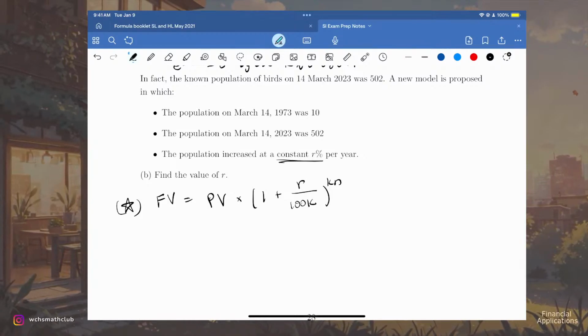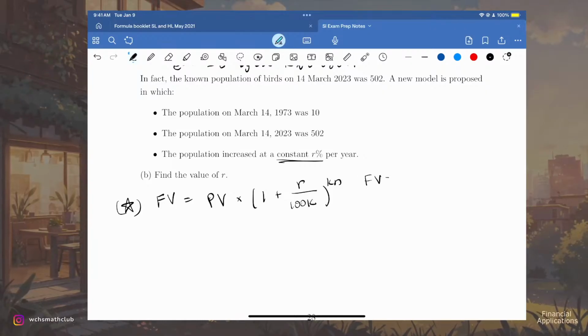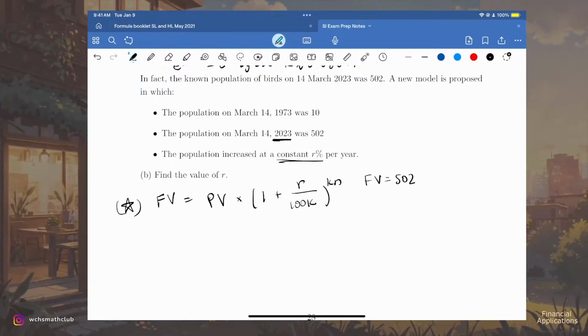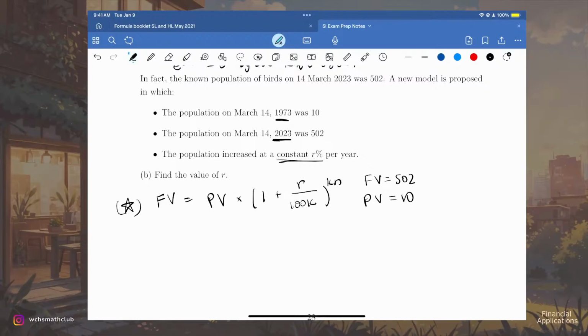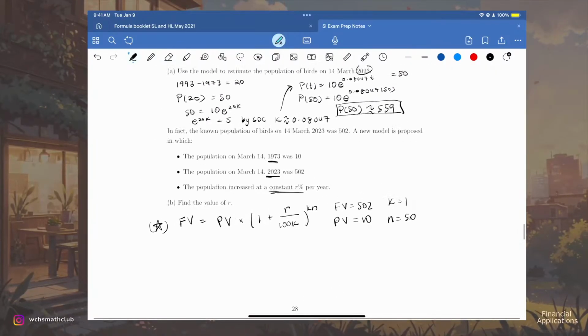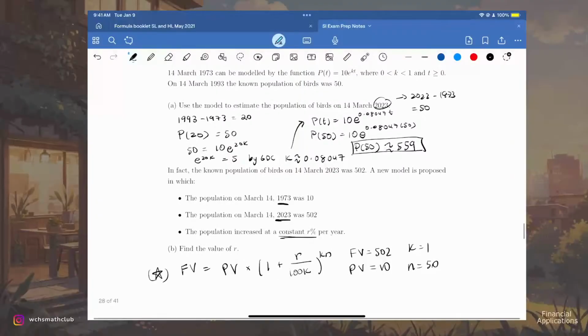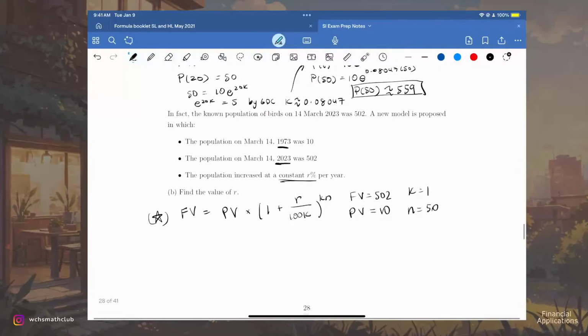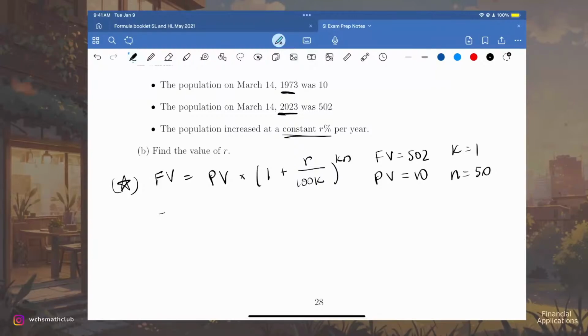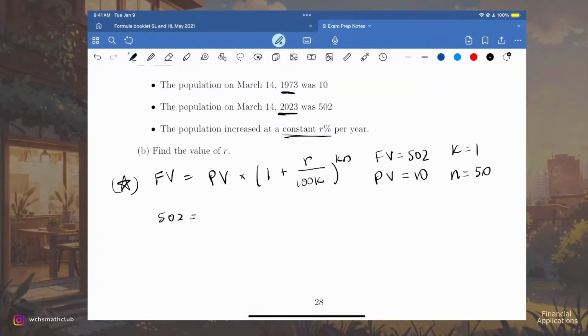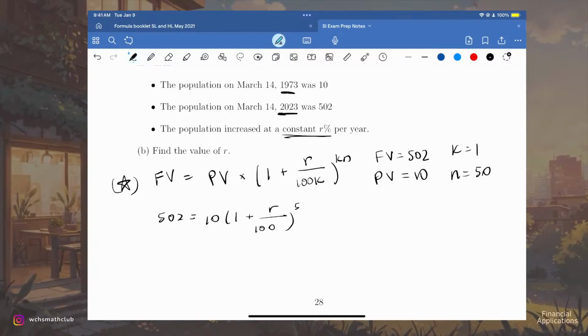Okay, so because we know here that our future value has to be 502 because it happens in 2023, and our present value is 10 because it happened in 1973, your k value is 1 because it's a constant rate, and then the n is just equal to 50, because we know that the known population was 10 in 1973. So just to plug everything in, 502 is equal to 10 times (1 plus r over 100, because k is just equal to 1) to the power of 50.